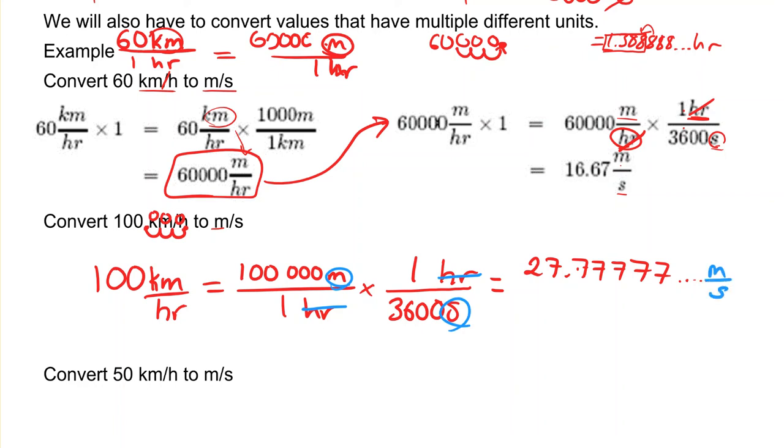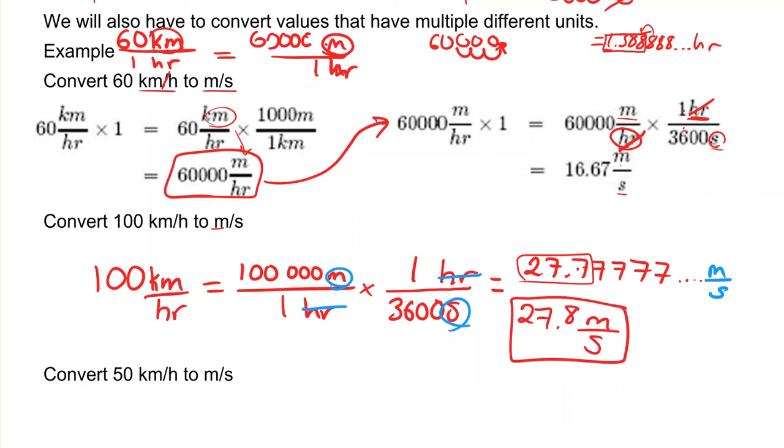But let's do this properly. How many significant digits did we have at the beginning? When I look back at our original information, we had 3 significant digits, 1, 2, 3. So we need 3 significant digits. So the real answer is 27.8 meters per second. That's our real answer. Hopefully that kind of made sense.